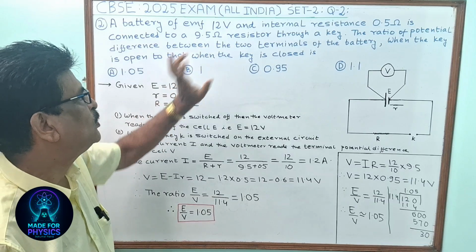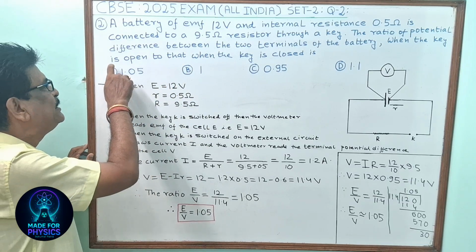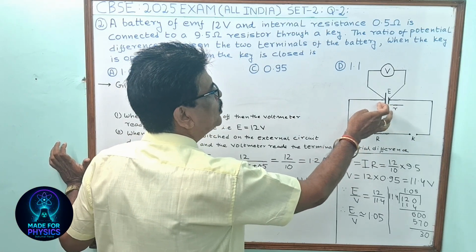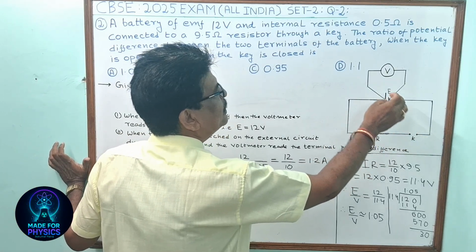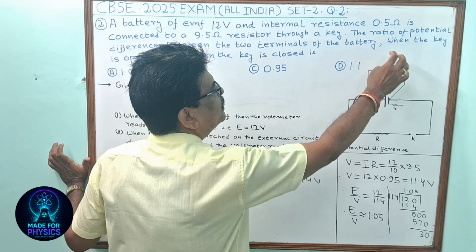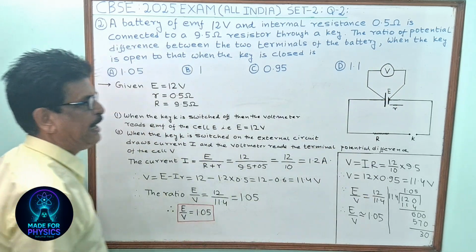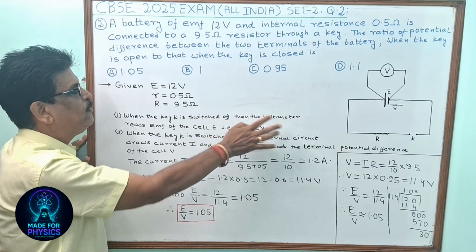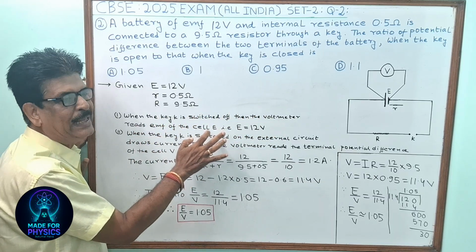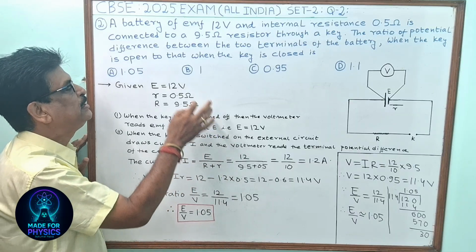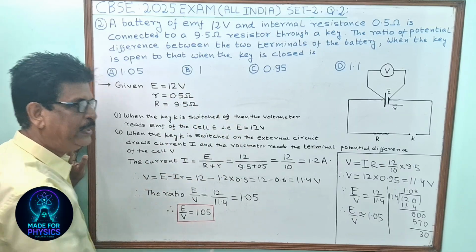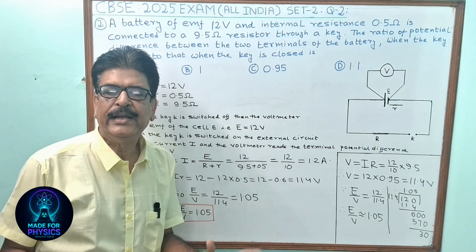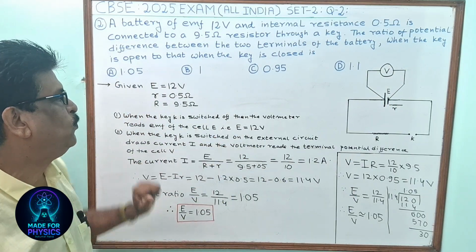The first part of the question says that when the circuit is open, when the key is open, no current is flowing through this part, so the voltmeter will read the EMF of the cell. So when the key K is off, the voltmeter reads the EMF of the cell, that is capital E, which is given as 12 volt. So E is 12 volt.